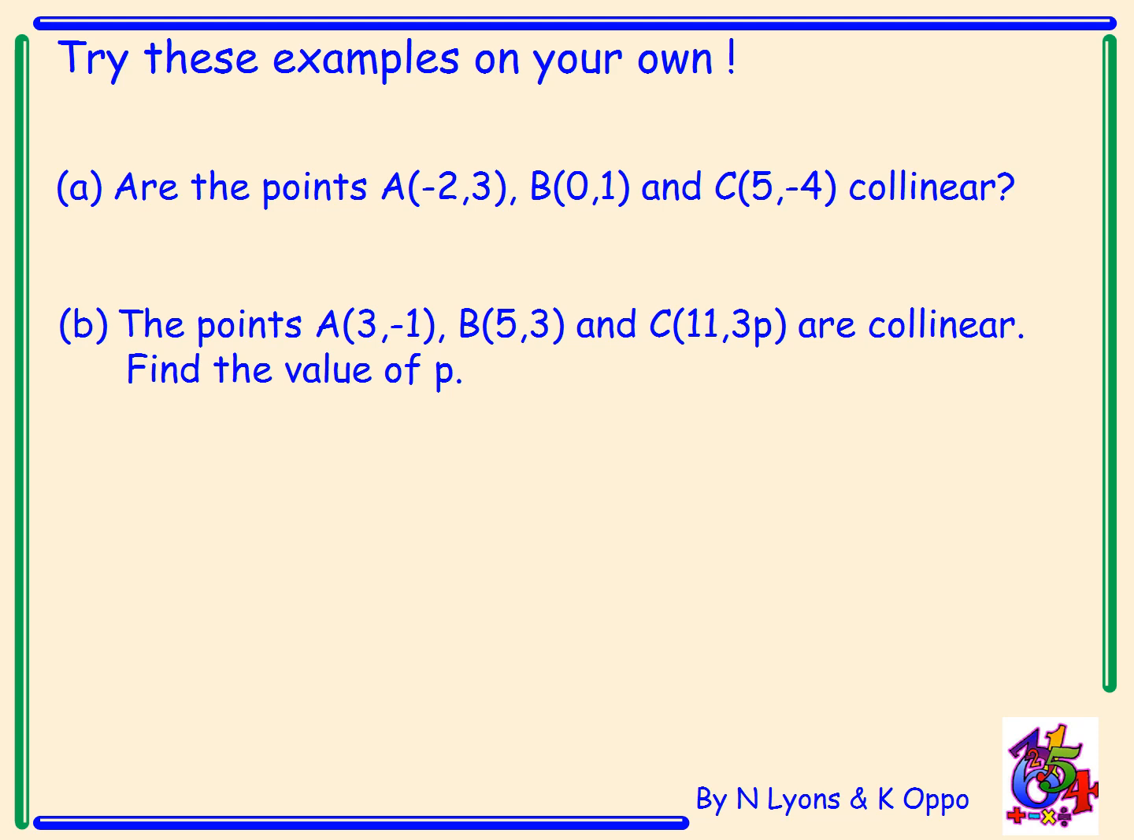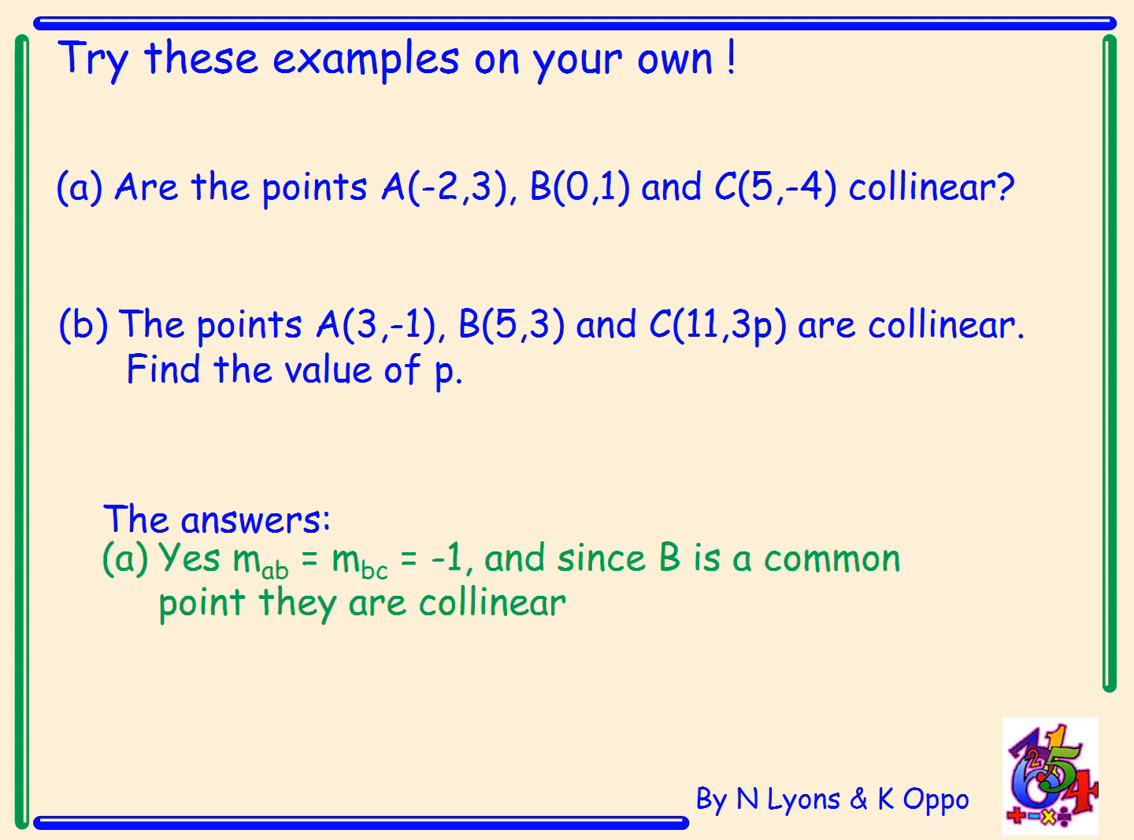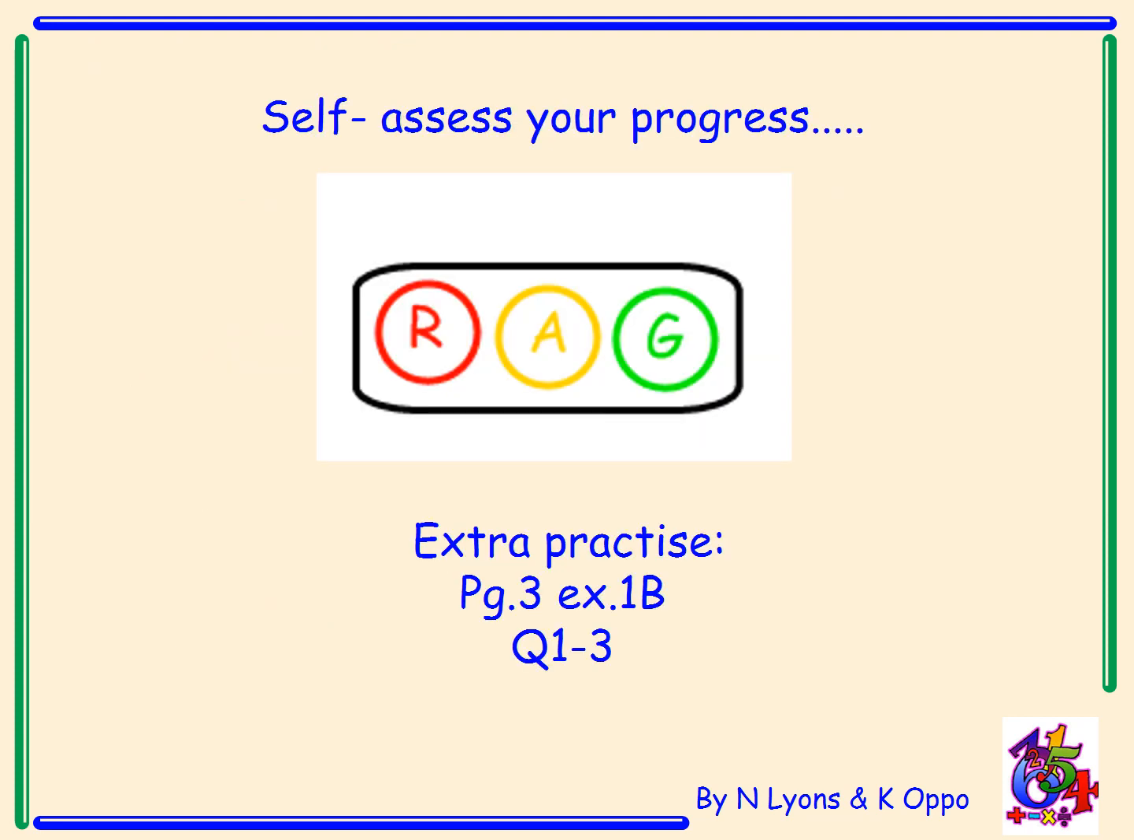Now try these examples on your own. Please pause the video. The answers. For question A, yes, they are collinear as the gradient of AB is equal to the gradient of BC, which was negative 1, and since B is a common point, they are collinear. For part B, p equals 5. For extra practice, turn to page 3, exercise 1B, questions 1 to 3.